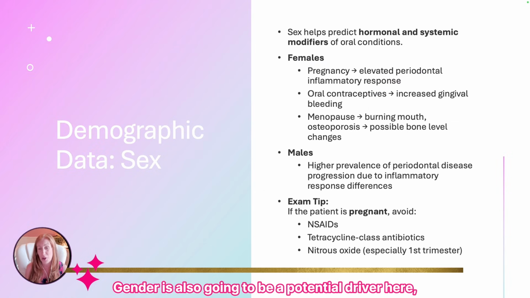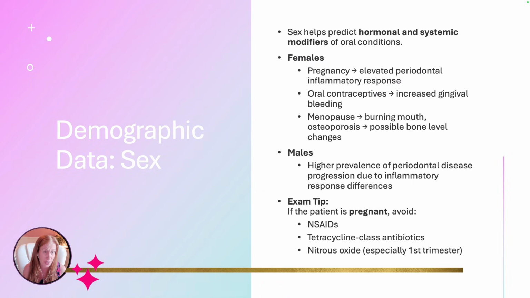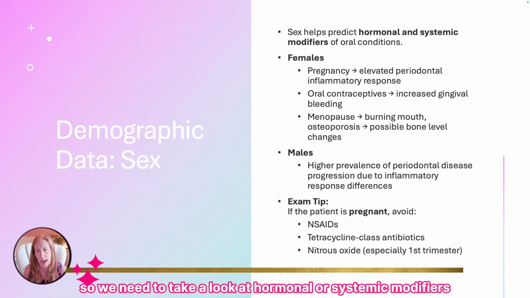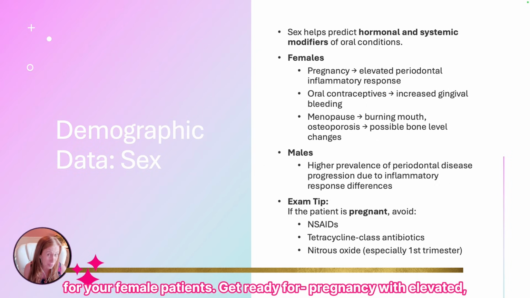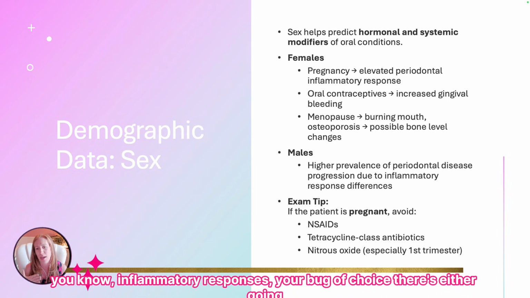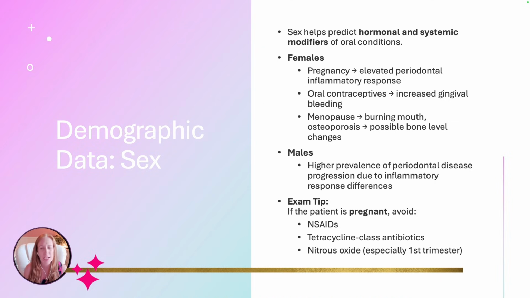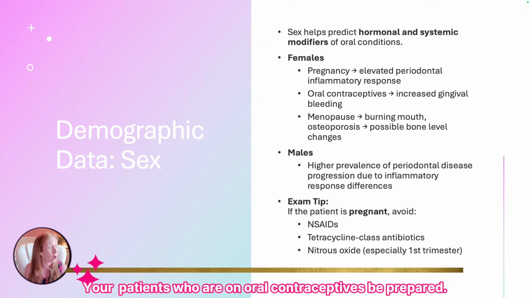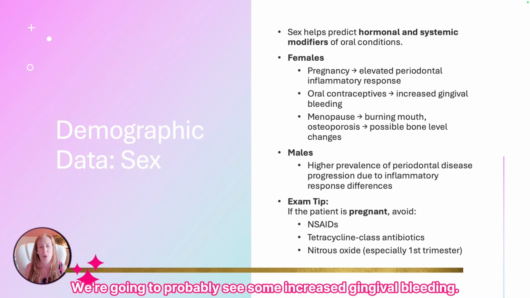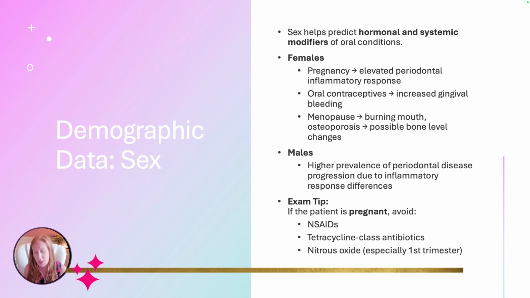Gender is also going to be a potential driver here, so we need to take a look at hormonal or systemic modifiers for your female patients. Get ready for pregnancy with elevated inflammatory responses. Your bug of choice there is either going to be Prevotella intermedia or Campylobacter. Your pregnant patients who are on oral contraceptives, be prepared. We're going to probably see some increased gingival bleeding.